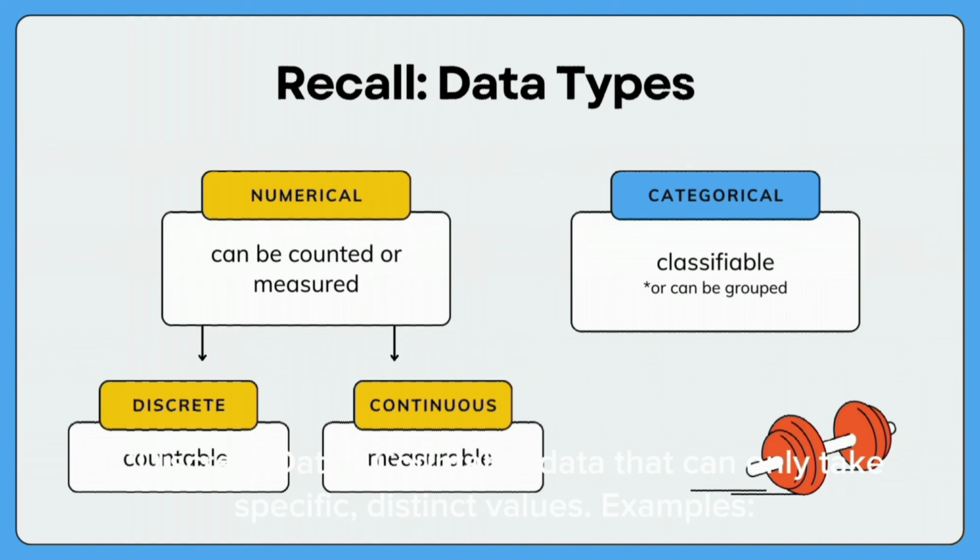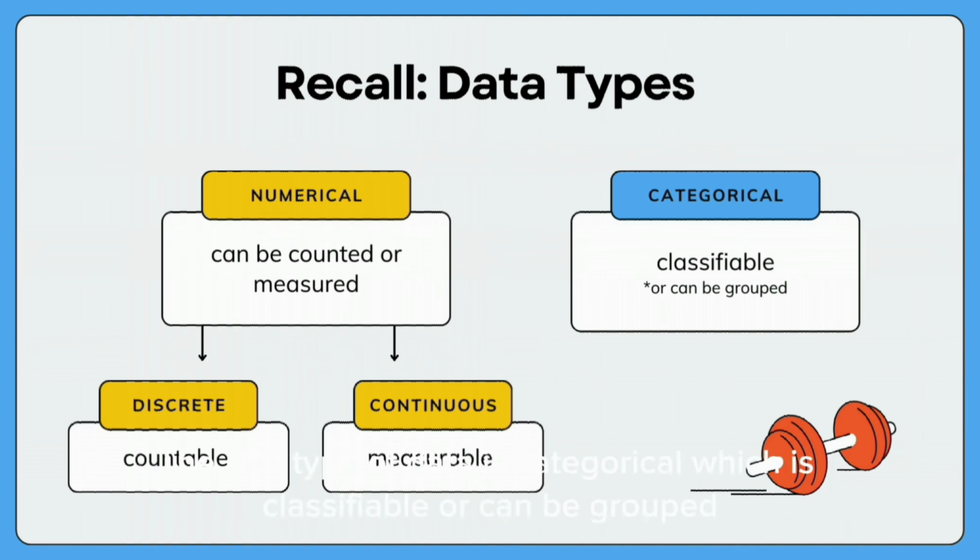1. Discrete data, countable data that can only take specific, distinct values. Examples: number of students in a class, number of cars in a parking lot. 2. Continuous data, measurable data that can take any value within a range or interval. Examples: height of a person, temperature reading.